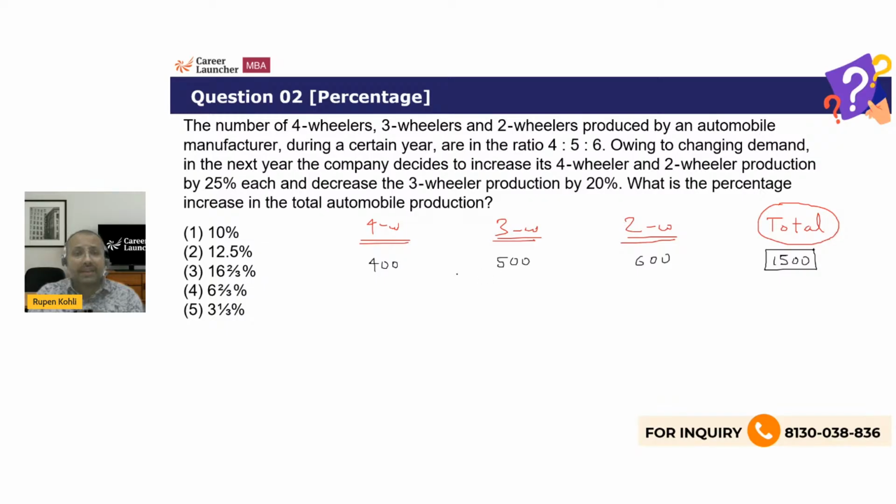So four wheeler and two wheeler, each of them increase by 25%. So this is plus 25%, this is plus 25%, which means that this will become what? 500. 400 into 1.25: one fourth of 400, 100 increase; one fourth of 600, 150 increase. So 600 will become 750.